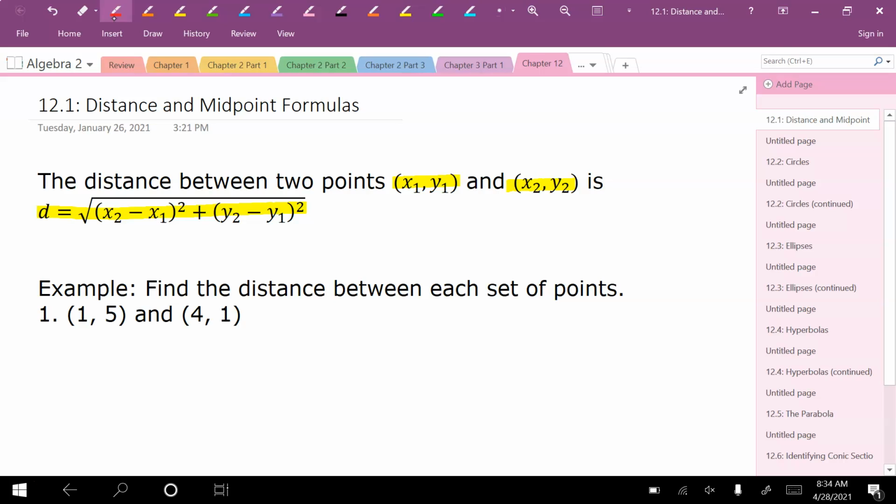I have the points (1, 5) and (4, 1), and I want to figure out how far apart they are. So if I graphed these, I could look on the coordinate plane and see how far apart they are. The problem though is I can't count perfectly diagonally through 2 points on the coordinate plane. So this is why we have that distance formula to help us get the exact measurement. So underneath the square root sign, well, first I'm going to label this first point x1, y1, x2, y2.